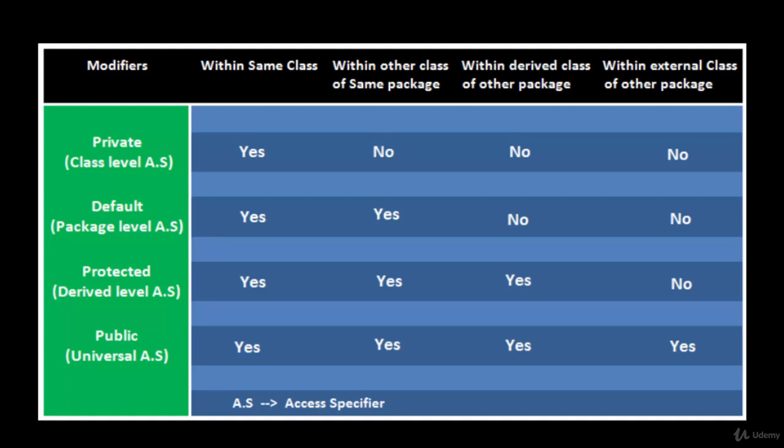And the public modifier is a universal modifier. We can access it at any level or any stage, in any package or class in Java. Private members of a class are not accessible anywhere in the program. They are only accessible within the class. Private is also called a class level modifier.